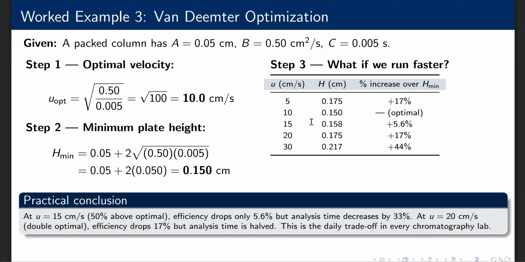This is the practical payoff. At 15 centimeters per second, 50% above optimal, H only increases 5.6%, barely noticeable on the chromatogram, but your runtime decreases by a third. At 20 centimeters per second, double the optimal, H increases by 17%, but now analysis time is halved. In a high throughput QC lab, running hundreds of samples per day, saving 5 minutes per run is absolutely worth a small loss in plate count. This table is the kind of analysis you should do for your own methods.